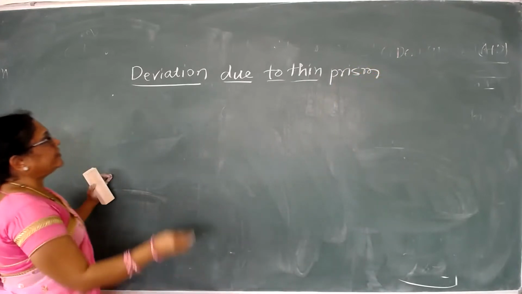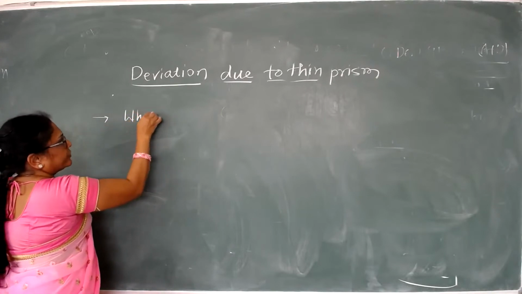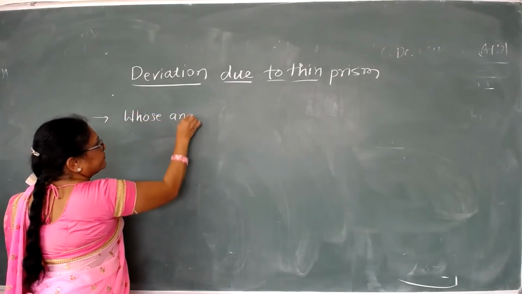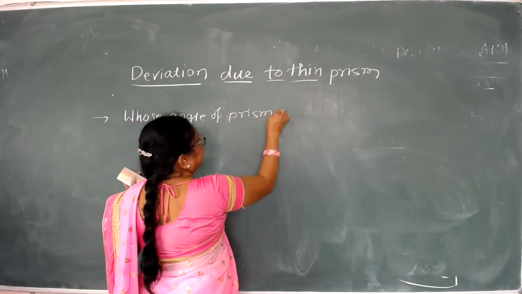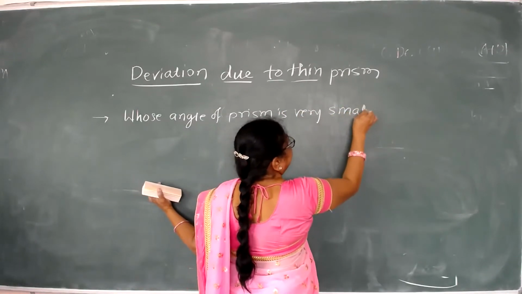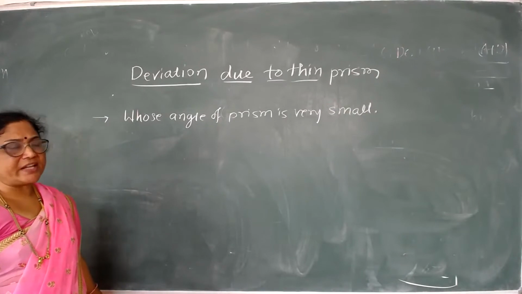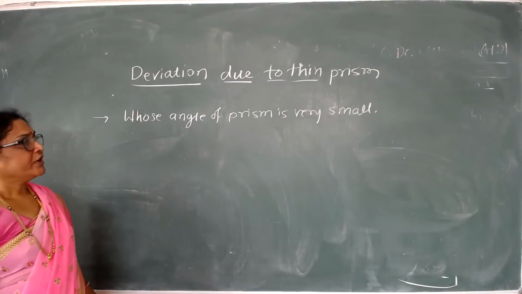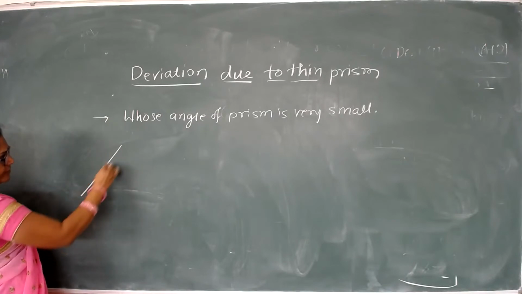A thin prism is a prism whose angle of prism is very small, that is, less than 10 degrees. It is known as a thin prism. So to derive the expression for the thin prism, we consider a principal section of a prism.